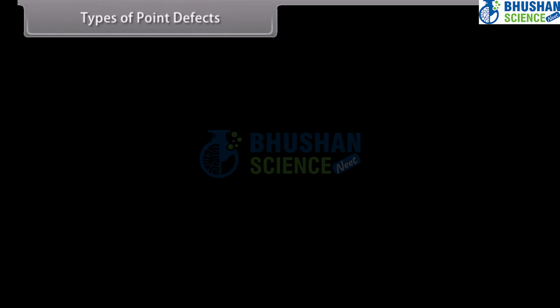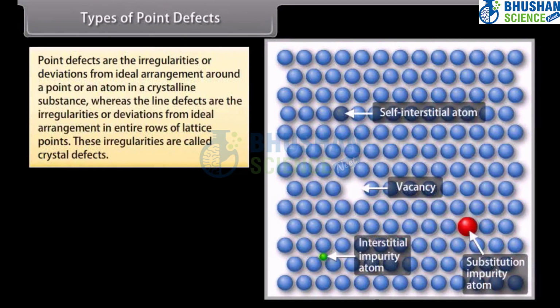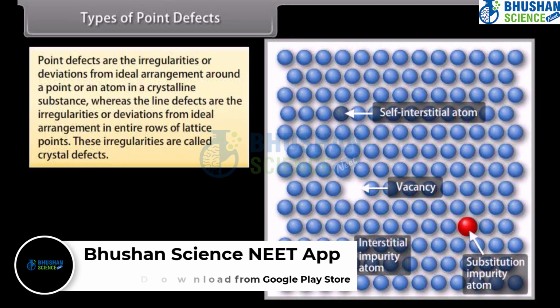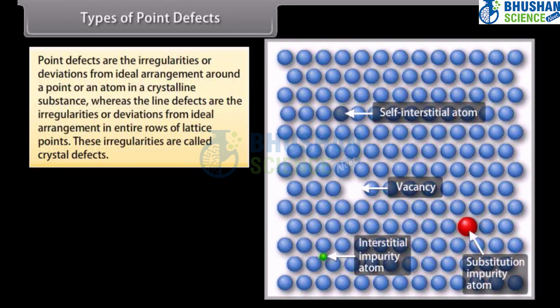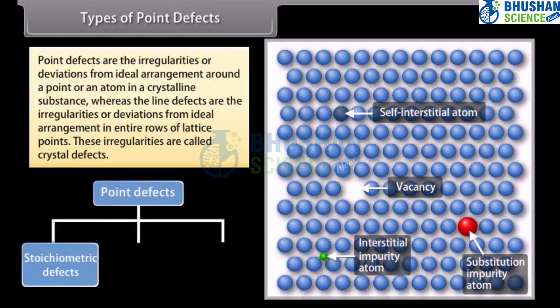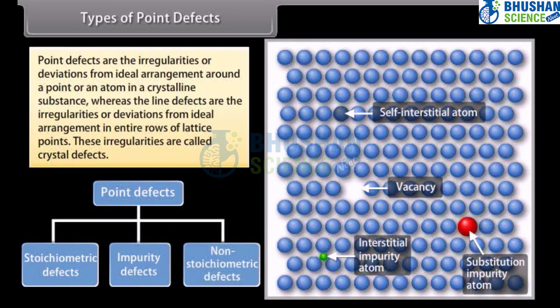Types of point defects. Point defects are the irregularities or deviations from ideal arrangement around a point or an atom in a crystalline substance, whereas the line defects are the irregularities or deviations from ideal arrangement in entire rows of lattice points. These irregularities are called crystal defects. Point defects can be classified into 3 types: 1. Stoichiometric defects, 2. Impurity defects, and 3. Non-stoichiometric defects.